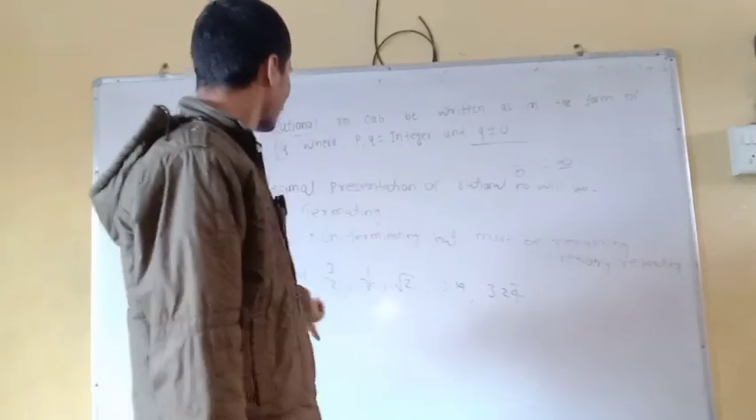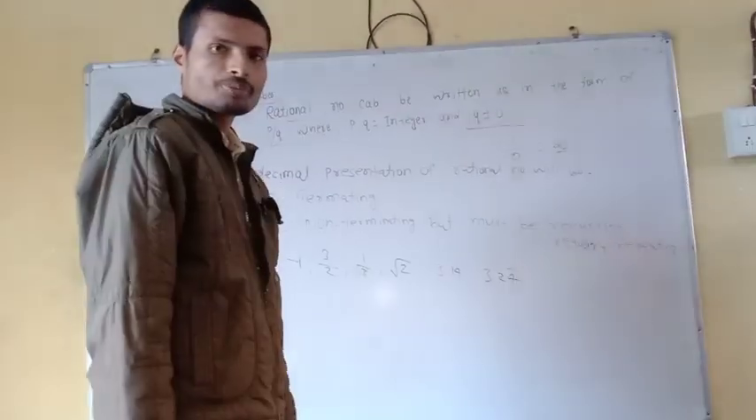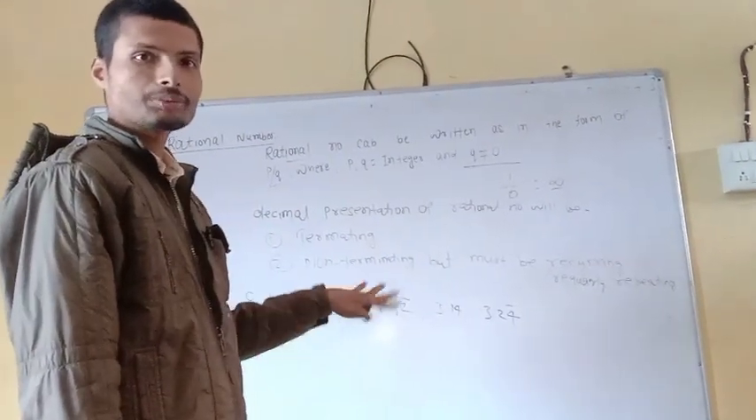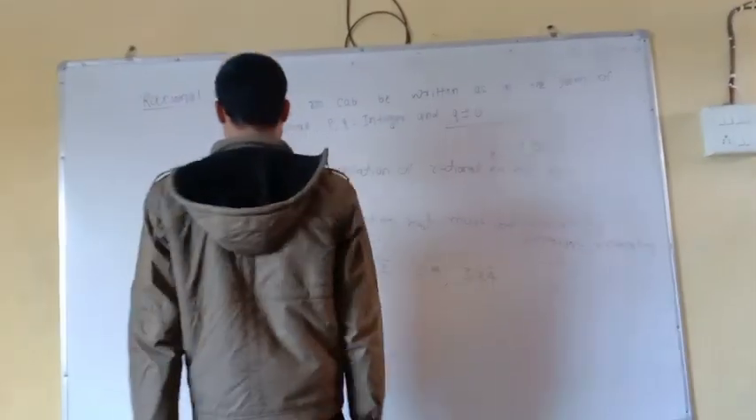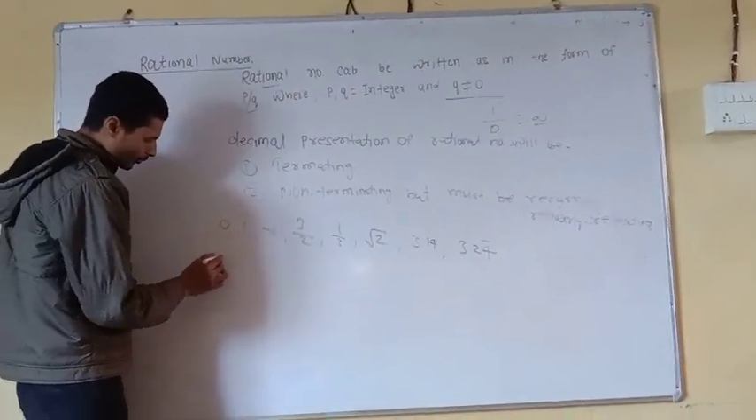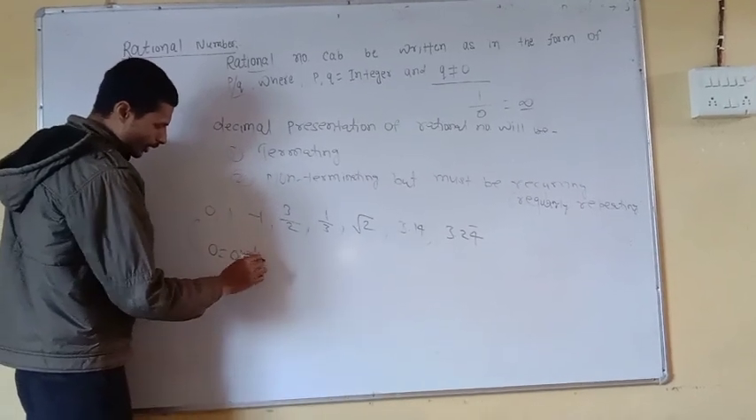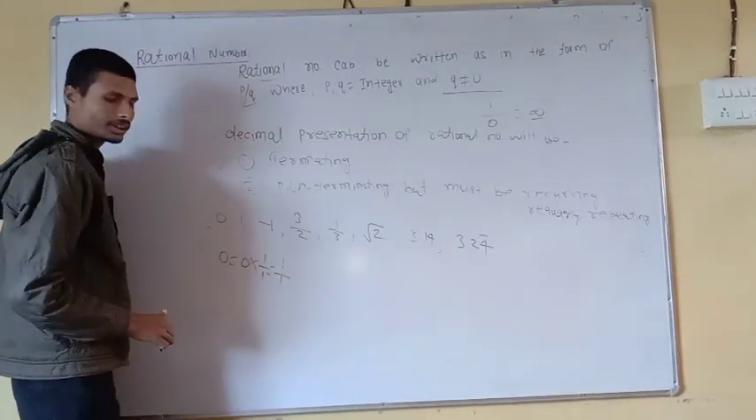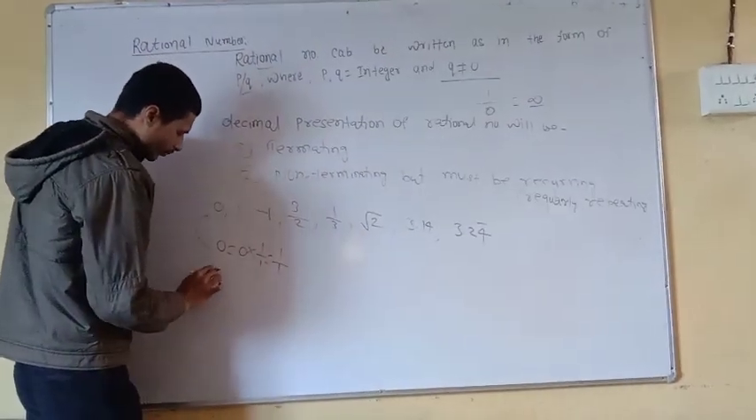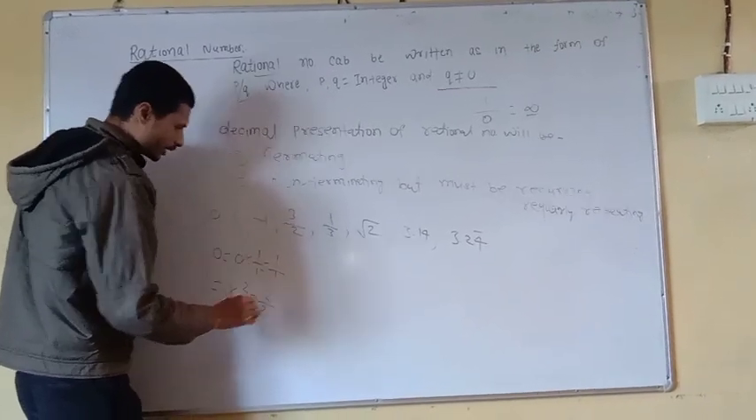We will write all types of number in the form of p by q. If we can write it in the form of p by q, then that number can be said to be a rational number. Now we are writing just 0. We can write it in the form of 1 into 1, then we will get 1 upon 1. Yes or no? Second number, that is 1, can we write it as 1 into 2 upon 2, that is 2 upon 2? Yes or no?